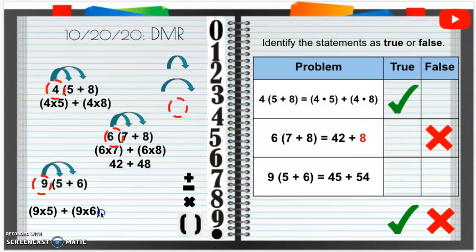Okay, so now what we have: 9 times 5 equals 45. Keep that plus. 9 times 6 is going to be 54. Is that the same thing? 45 plus 54? Yes, it is, so that's also going to be true. Awesome. We are done with our DMR. Great job.